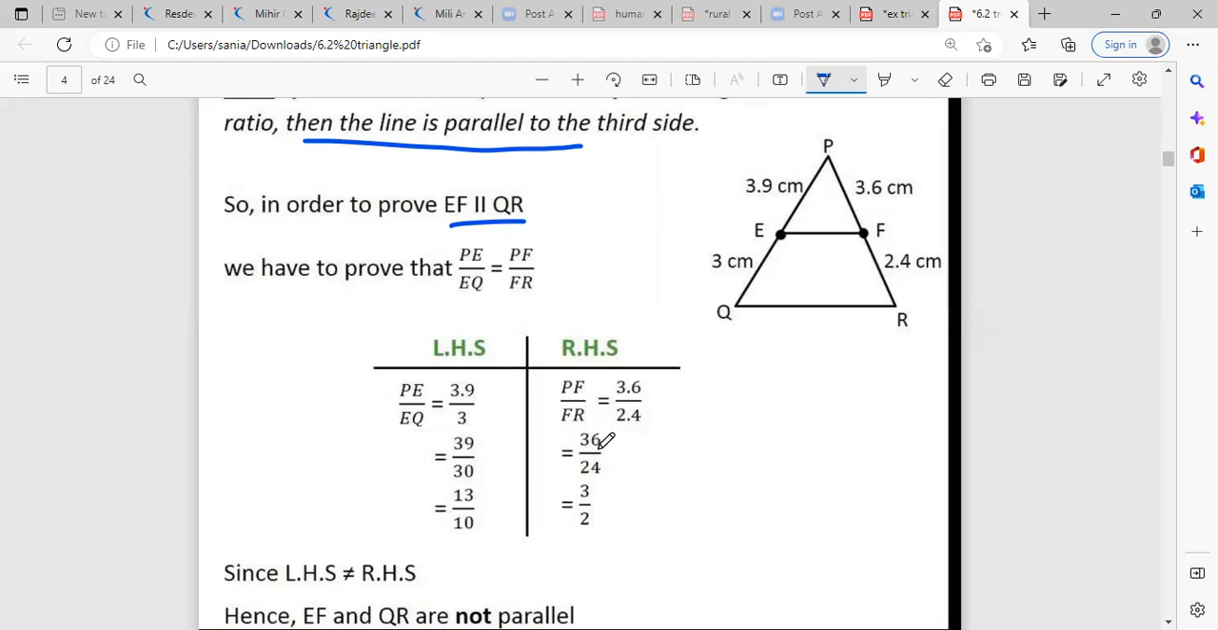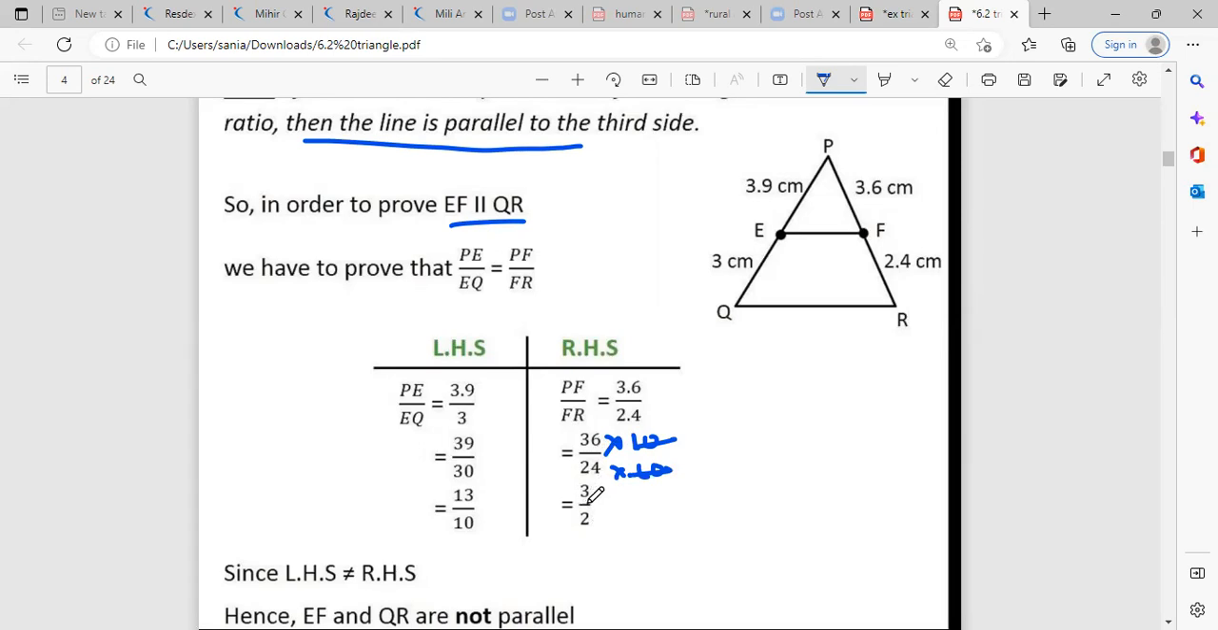And over here, it will be 36 and 24. Why? Because over here, you will multiply by 10, and down also you will multiply by 10, so they both get cancelled. So 36 divided by 24. Over here you got 13.10, and over here you got 3 divided by 2.